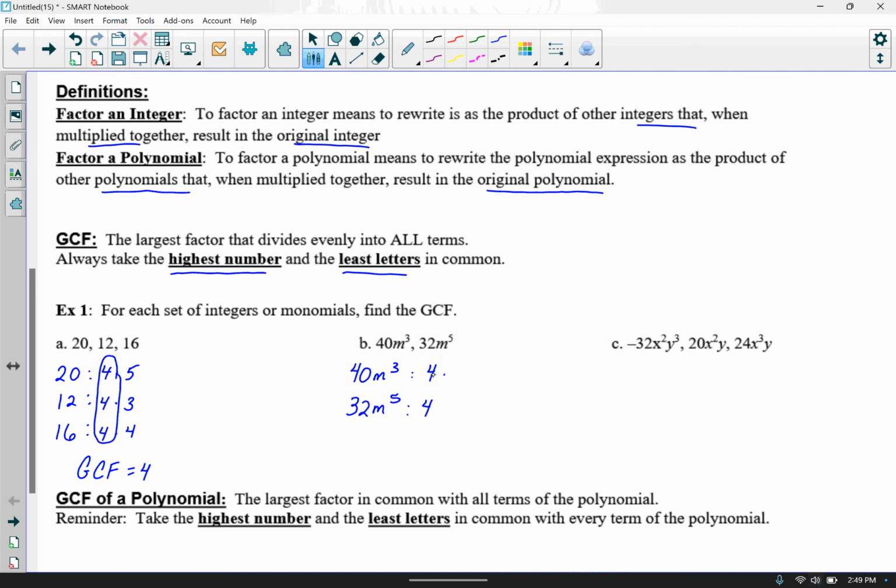So I ask myself, okay, well, 4 times what gives me 40? That'd be 10. 4 times what gives me 32? That'd be 8. So I'm gonna circle these 4s because they have that in common. Now 10 and 8, don't they still have something in common? They do, so I keep going.